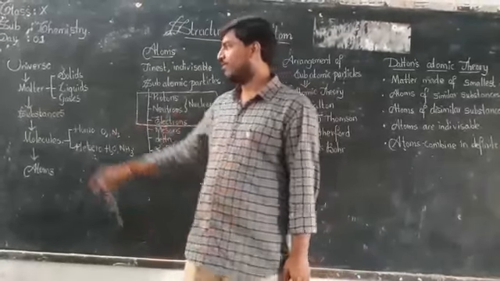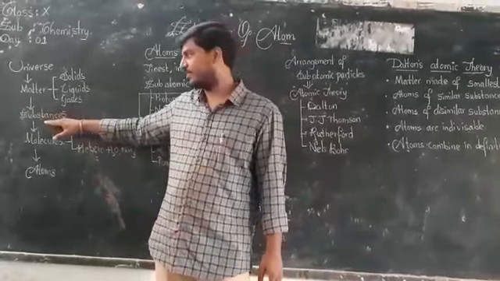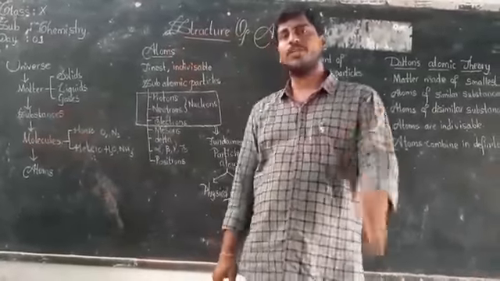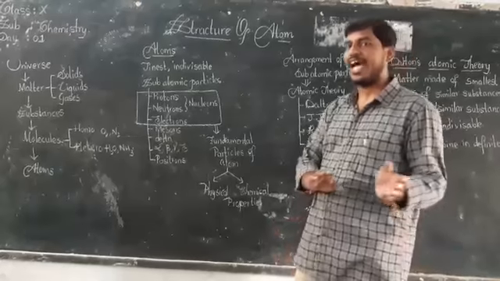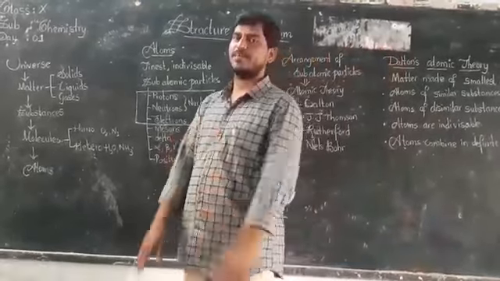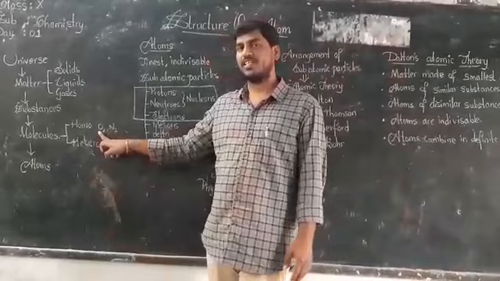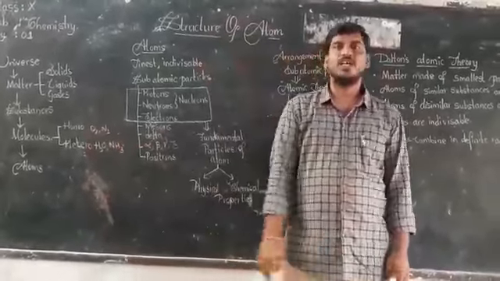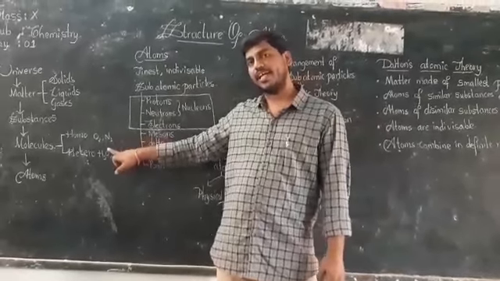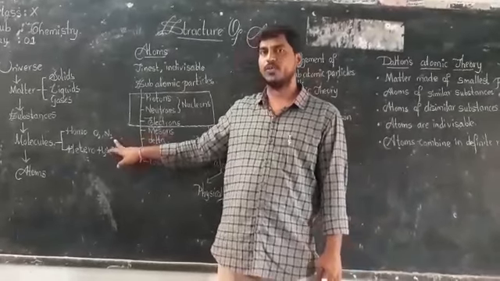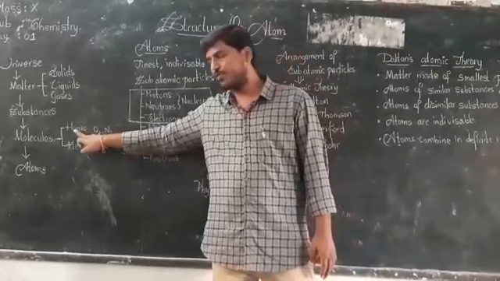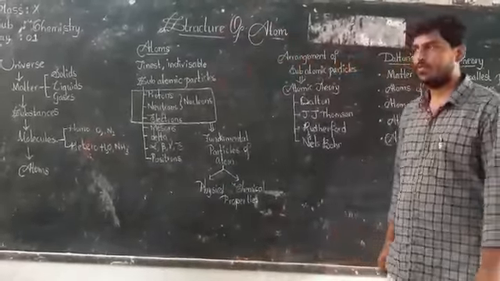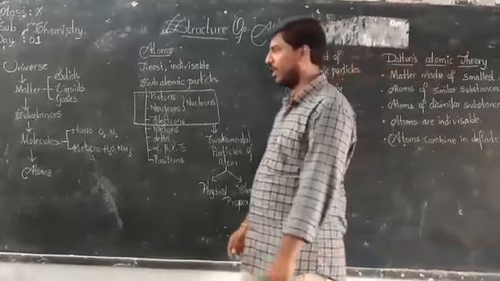Once again, when you divide substances, you get molecules, and these molecules are of two types. Suppose identical elements are present, like oxygen and oxygen combining to form O2, or nitrogen and nitrogen combining to form N2. Such molecules we call homomolecules.